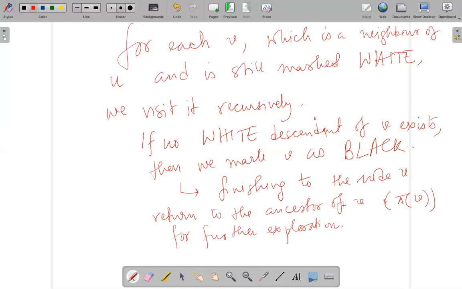Okay. And we will see how we implement this. Okay, it's a very simple algorithm. We will see how we implement this using a small pseudocode.